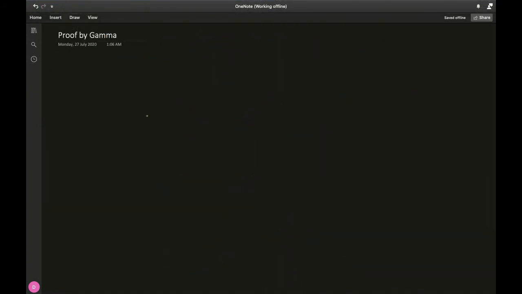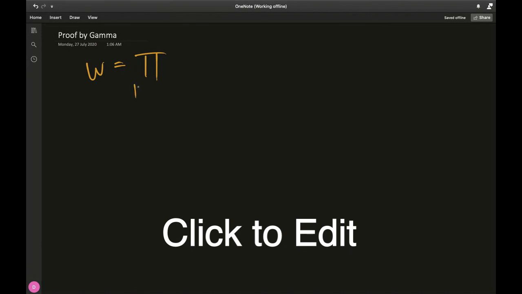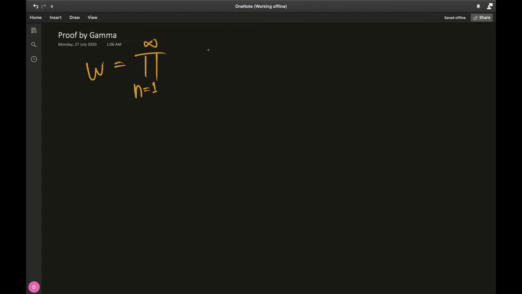Okay, so on this page we're going to use gamma functions and basically double factorials to prove the Wallis product. So the Wallis product, we know, is the product from, say, n equals 1 to infinity of 2n over 2n minus 1 times 2n over 2n plus 1. Let's just keep it that way.